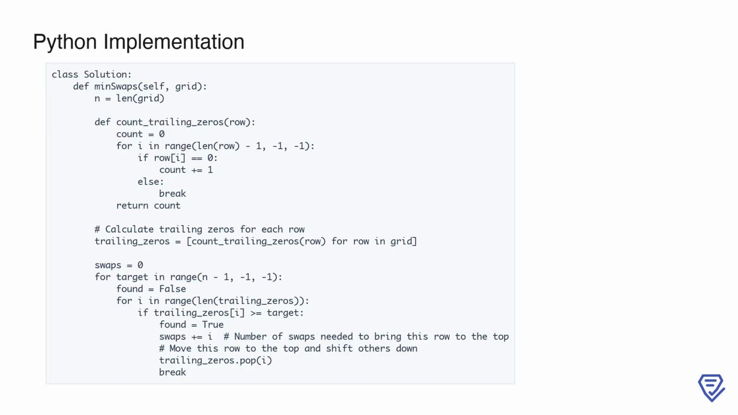To achieve this, we iterate from the bottom row upwards, represented by the variable target. For each target row, we look for any row in trailing_zeros that has the required number of trailing zeros. Once we find such a row, we mark it as found, add the number of swaps needed to move it up, and remove it from the list to simulate shifting the rows. This process ensures that we progressively build the grid into a valid state.